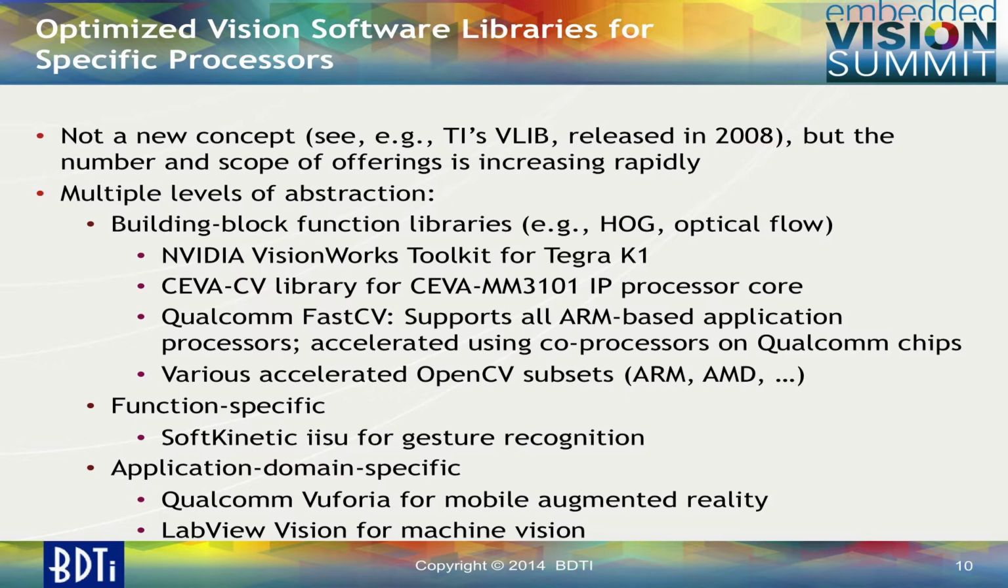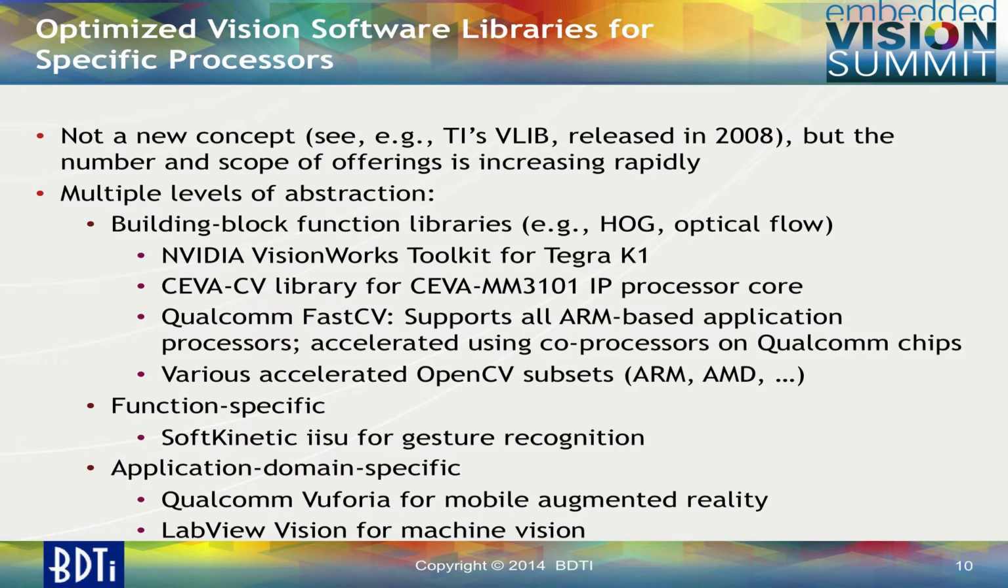For example, at NVIDIA's GPU technology conference a couple of months ago, NVIDIA announced a new vision library called VisionWorks for their new mobile application and embedded processor called Tegra K1. CEVA, who we're going to hear from later this afternoon, has a licensable processor core for vision and imaging called the MM3101 and has a really large library with almost 1,000 functions for embedded vision that are optimized for that architecture. These are what I call building block function libraries, relatively low-level, non-application-specific functions like Lucas-Kanade tracking, like edge detection, like the Hough transform.